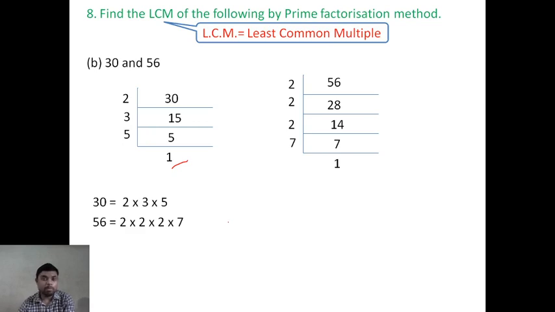Now the important thing: you have to find the LCM. Look, first see which are the common factors. Look here, 2, here also 2, so these two are common, so write here. Now see here 3, is there any 3? No. Here 5, is there any 5? No. Here 2, is there any 2? Here 2, is there any 2? Here 7, is there any 7? Okay, that means there are no other common factors.